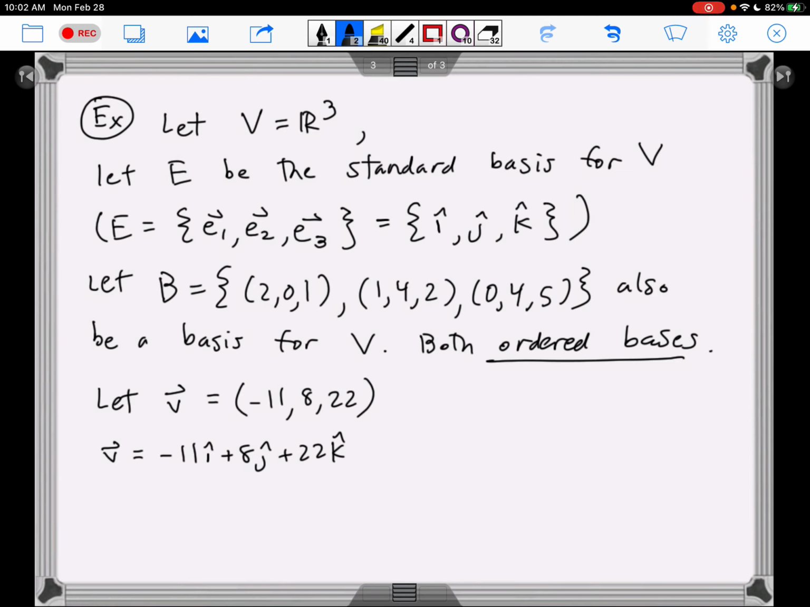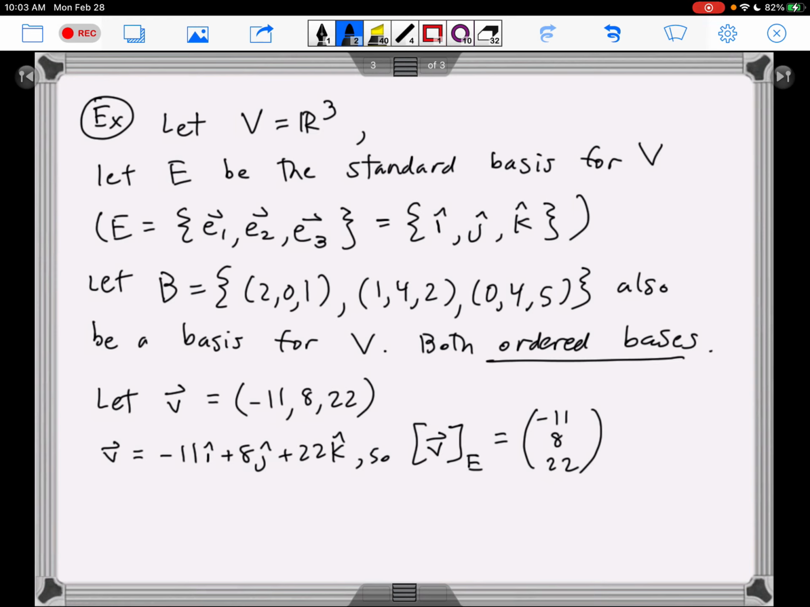So, I mean, that's why we use the standard basis, because it's really easy to write elements in terms of it. So v is equal to that. So v relative to the standard basis is just going to be (-11, 8, 22). So there's not really any calculation to do. When you want to write something relative to a standard basis, you just put it as a column vector. Okay? All right. So what about the other basis?